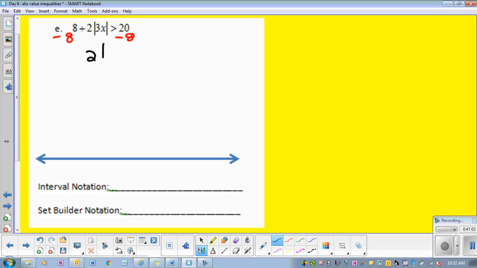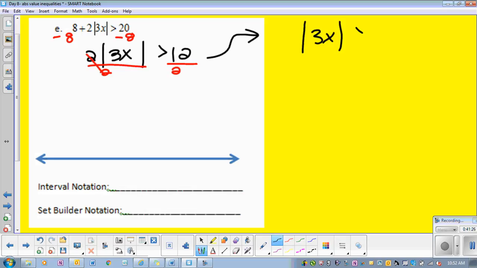So now you have 2 times the absolute value of 3x is greater than 12. Now you need to divide it by 2. Am I dividing by a negative number? No, you don't have to switch it. I don't have to switch it. Good. So then this becomes the absolute value of 3x is greater than 6.